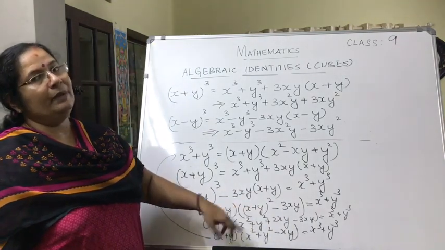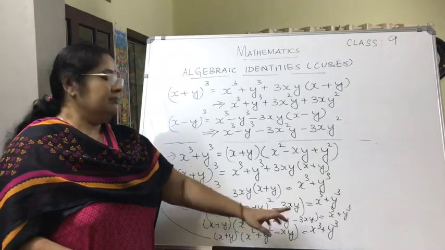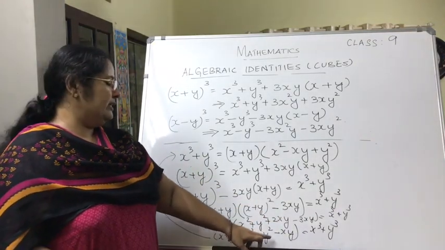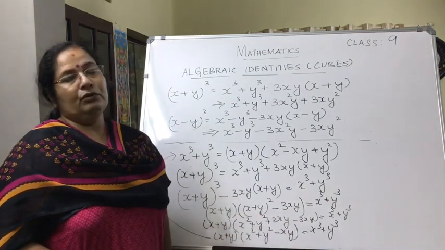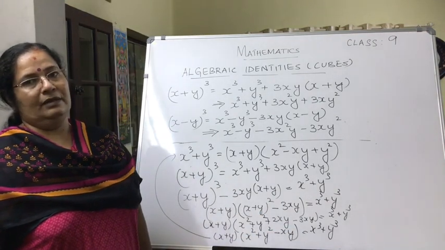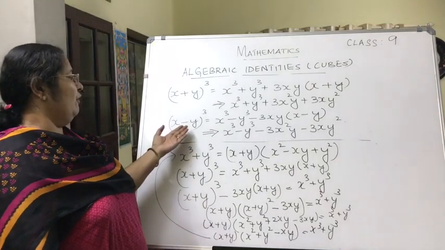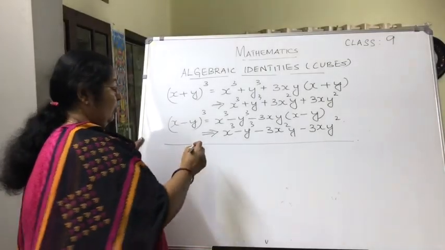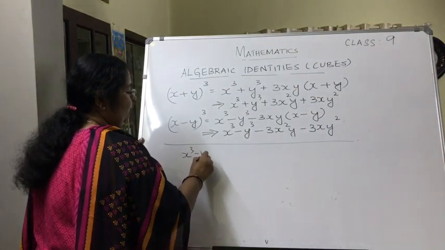X plus y the whole square. Expand it. Add or subtract whatever is there. You will be getting it as x plus y into x square plus y square minus xy equal to x cube plus y cube. In the same way, you can get it for x cube minus y cube also. Now, x cube minus y cube.